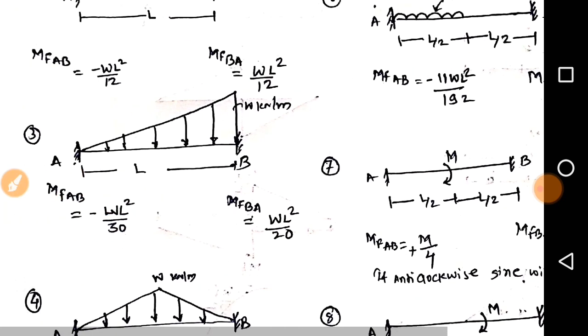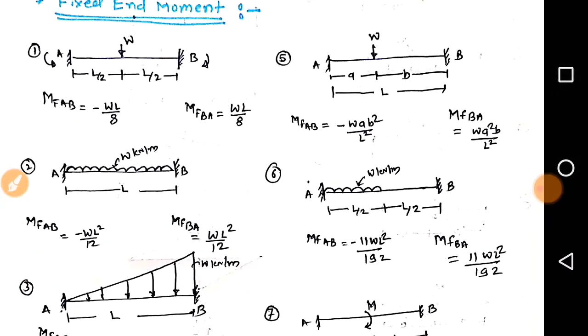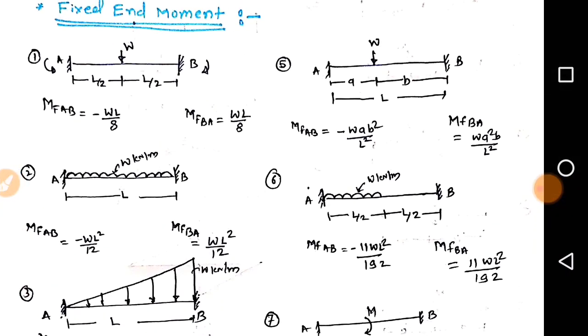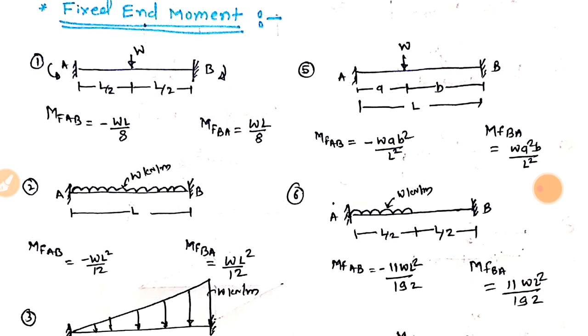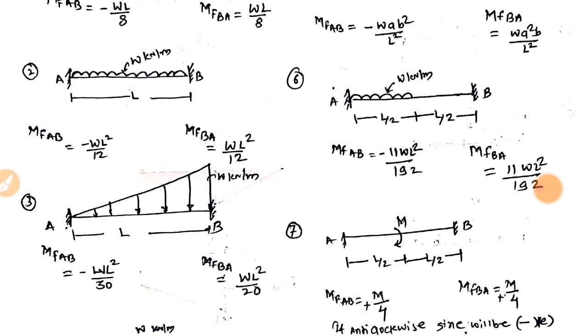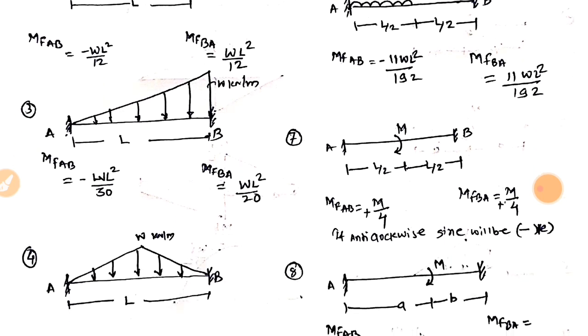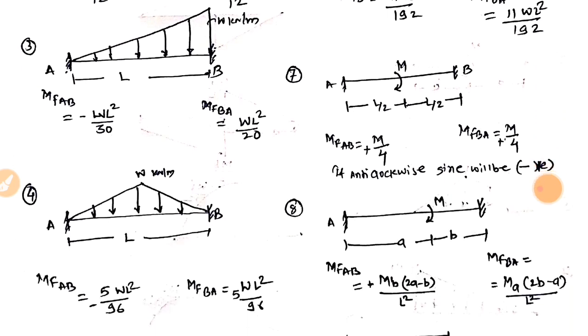Once again we revise the formulas. When a central point load is acting, it is WL divided by 8. When an eccentric point load is acting, it is WAB square upon L and WA square B upon L. Here we have to remember where to use A square and B square. Then when UDL is acting, it is WL square divided by 12. When UVL is acting, it is WL square by 30 and 20. Remember, apex point 30, base point 20.